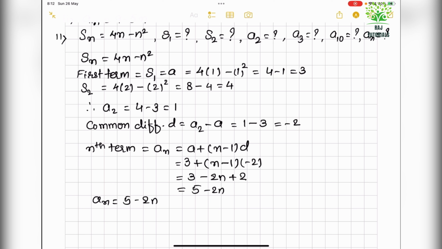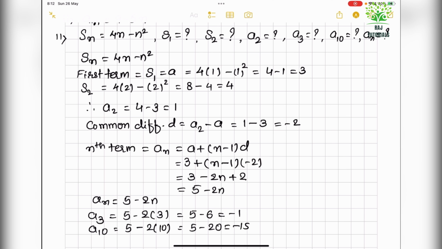Now he has asked me a3 and a10. So a3 will be 5 minus 2 into 3. So 5 minus 6, that is minus 1. A10 will be 5 minus 2 into 10. So that will be 5 minus 20. So minus 15. Thus we got all the terms.